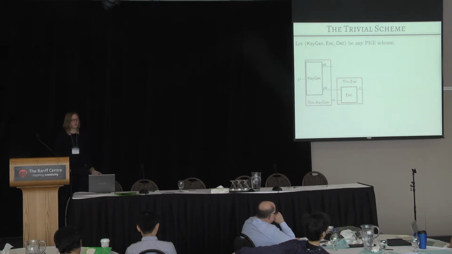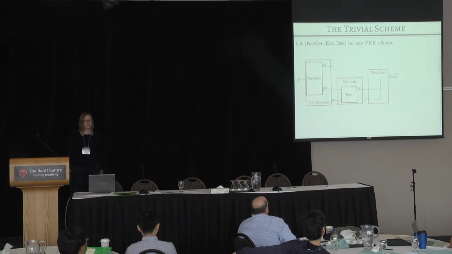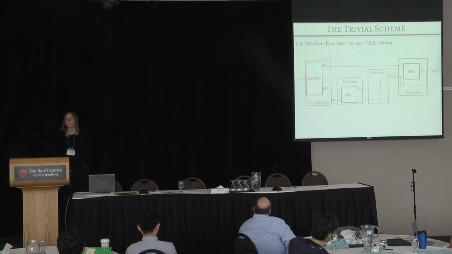Now we need an evaluation procedure, and our public key scheme does not have one. So our evaluation procedure is just going to take a ciphertext C and some circuit F, and concatenate them. That's how we evaluate F on C: we take C and concatenate it with our description of the function F. Then to decrypt, we decrypt C to get M, and then apply F to get F of M. So this is clearly homomorphic for every function F, and it is also secure as long as we started off with a secure encryption scheme.